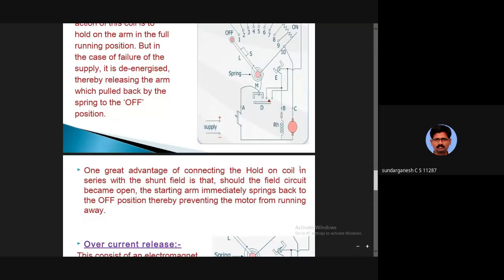The advantage is that the hold-on coil is connected to the field coil, so the field also gets disconnected. So the spring connected to the arm will make it go to the off position.